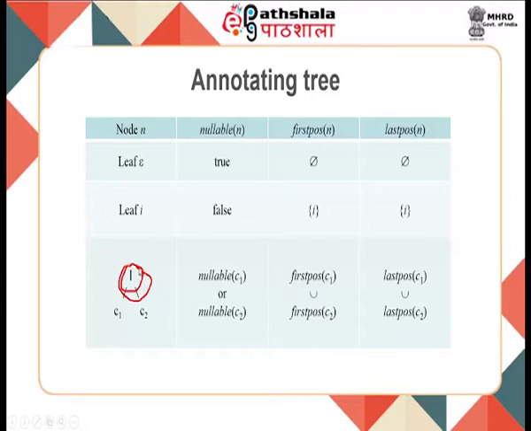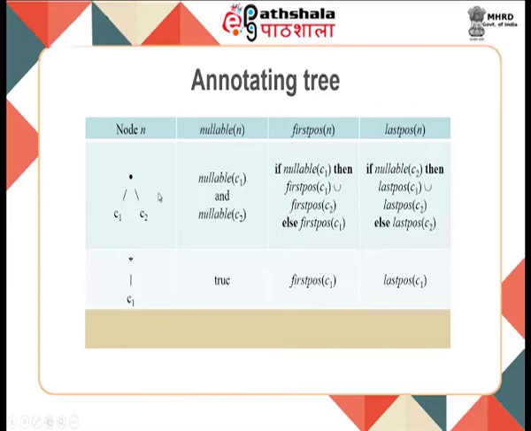And first position of this node is defined as first position of C1 union first position of C2. Similarly, last position is defined as last position of C1 union last position of C2. This is a very simple case. Okay. Which means that either I could start with the character belonging to C1 or I could start with the character belonging to C2. Similarly, for last position.